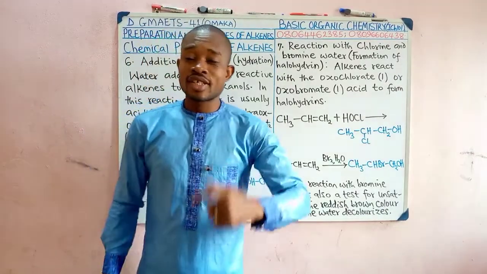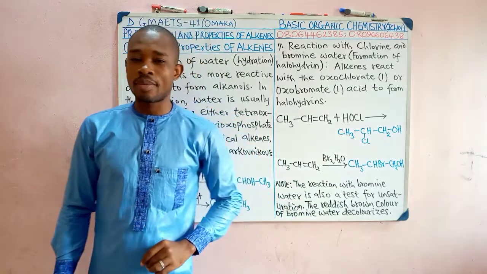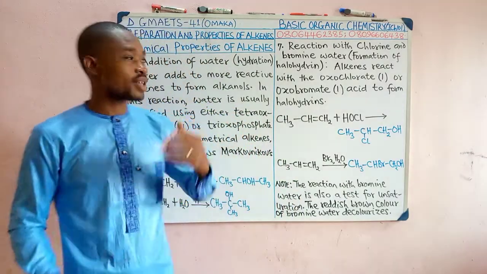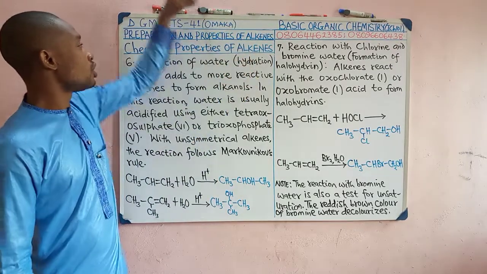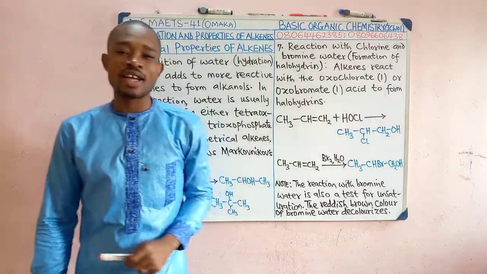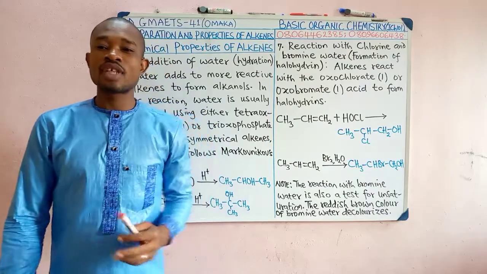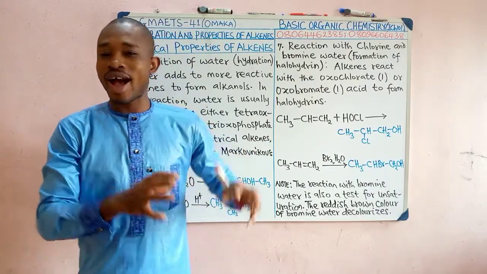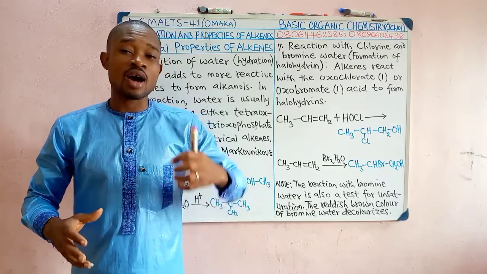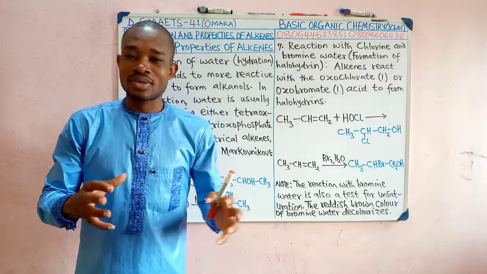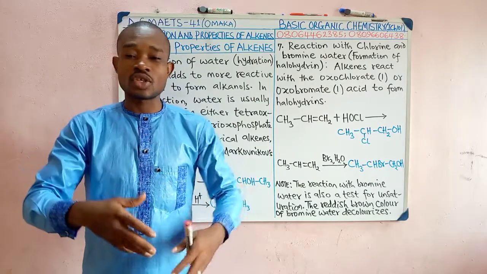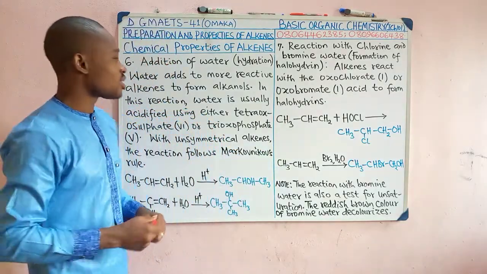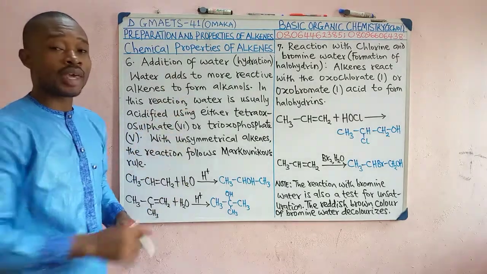In this video, let us now consider two other chemical properties of alkanes. We're going to look at the addition of water, known as hydration. We're also going to consider the formation of halohydrins. Halohydrins are compounds that contain the hydroxyl group and a halogen. Actually, they are alkanols that contain halogen in it. So we refer to them as what? Halohydrin. But first, let's look at the addition of water to alkanes.